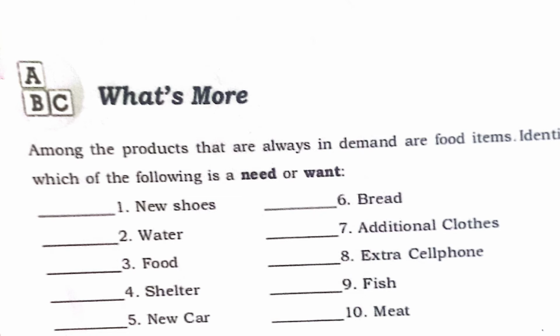What's more, among the products that are always in demand are food items. Identify which of the following is a need or want. Number 1, new shoes. Number 2, water. Number 3, food. Number 4, shelter. Number 5, new car. Number 6, bread. Number 7, additional clothes. Number 8, extra cell phone. Number 9, fish. And number 10, meat.